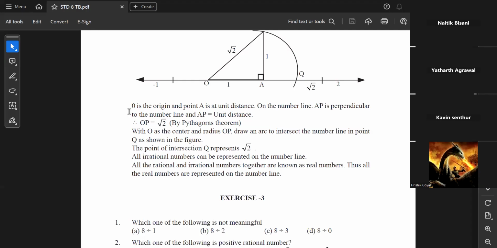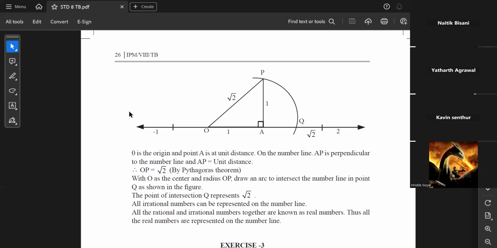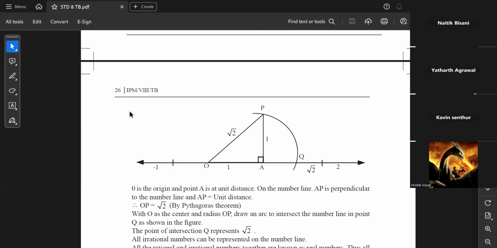I have one more doubt. When drawing root 2 on the number line, when drawing that arc, you took O as center and OP as the radius, right? Correct. And how do you make root 3? Because using Pythagoras, I'm not able to get the idea.